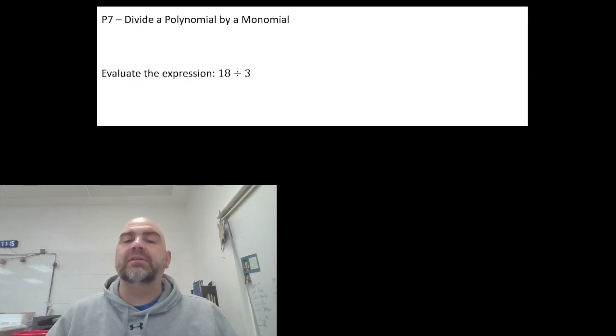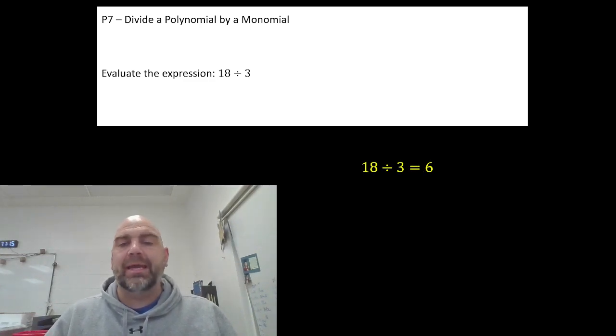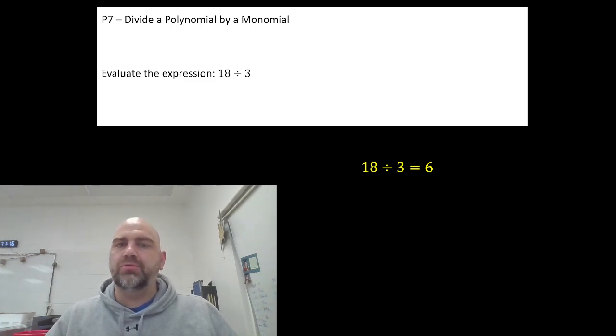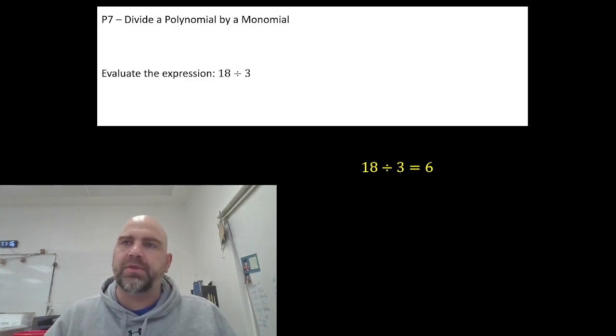Okay, so 18 divided by 3. Pause, come back when you got your answer. Okay, so hopefully this one did not take you too long. 18 divided by 3 is 6. Division we've done for many years already. We kind of understand that we're trying to figure out how many 3's we can take out of 18, or how many are in each group if we have 3 groups and there's 18 in total. Okay, so it's 6. We come up with our answer.